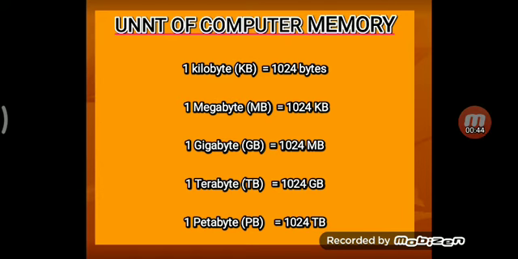1 byte equals 8 bits, 1 kilobyte equals 1024 bytes, 1 megabyte equals 1024 kilobytes or KB, 1 GB equals 1024 MB, 1 terabyte equals 1024 GB, and 1 petabyte equals 1024 TB, meaning terabytes.